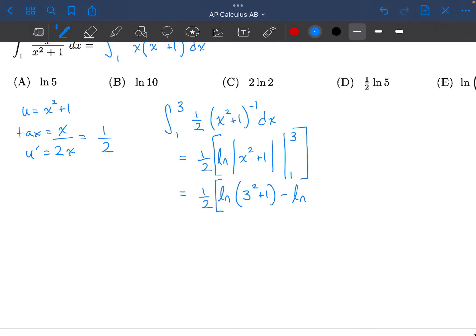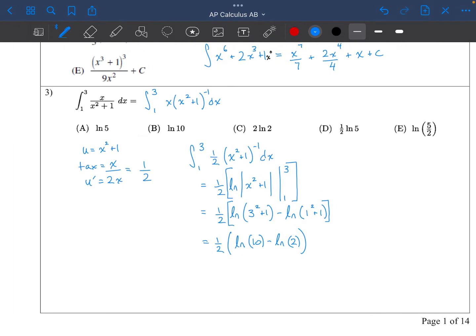So when I plug in 1, I'm going to have 1 squared minus 1. And now that's an issue because, oh, it's plus. I was like, why do I have a minus? That's undefined. There we go. And this is now going to be equal to 1/2 times the quantity of natural log of 3 squared is 9, 9 plus 1 is 10, natural log of 10 minus natural log of 2.